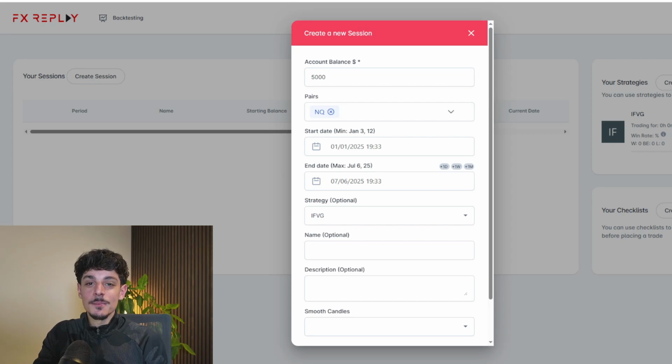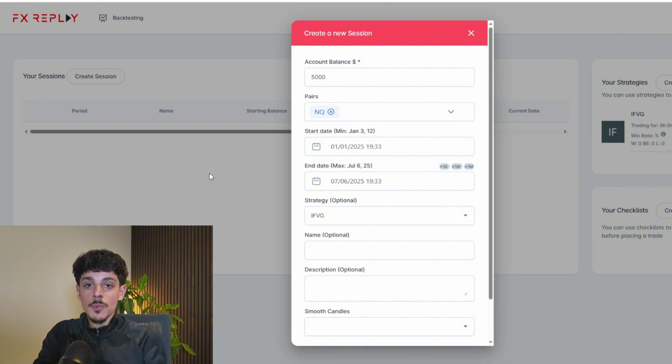Alright, I just logged in to the backtesting software right now. This is the new session that I'm creating. So I have an account balance of $5,000 on NQ Futures. The starting date of this backtesting session will be January 1st, 2025, all the way to now. The strategy that I'm going to use is the inversion fair value gap strategy.